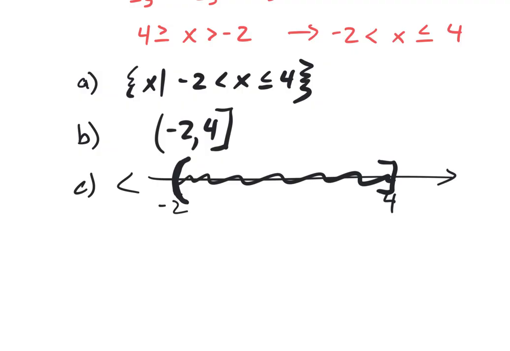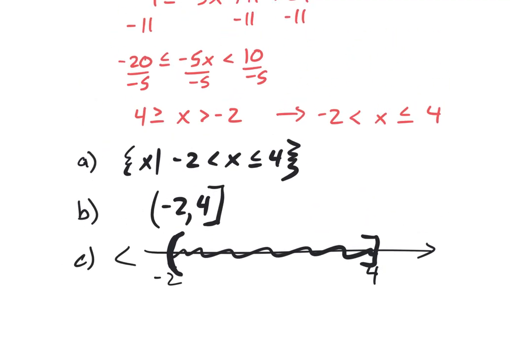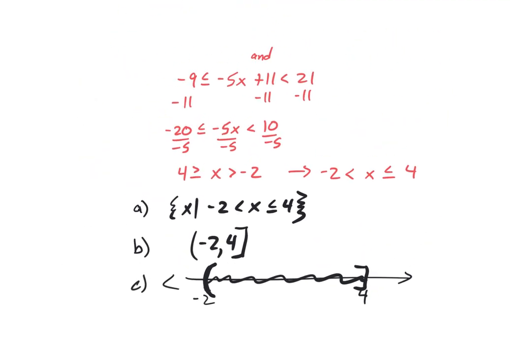Okay, questions about the ands? All right, I'm going to put a couple of examples up here of some ors. With an and statement, I could plug in any number between -2 and 4, and it should work in that original inequality. Like, for instance, 0 would be a really easy one here. -5 times 0 is 0. 0 plus 11 is 11. 11 is between -9 and 21, so it works, right? So that's how we could check these.